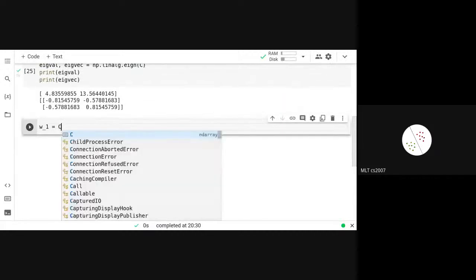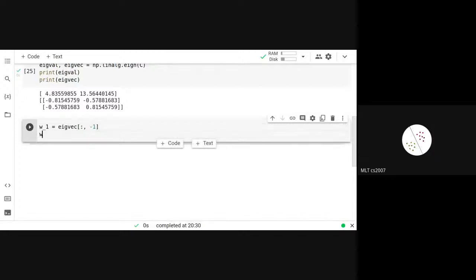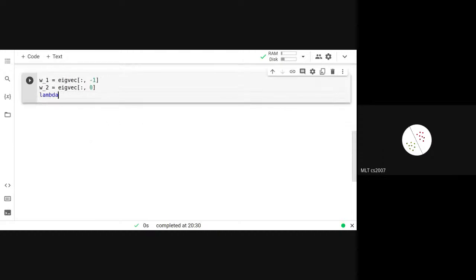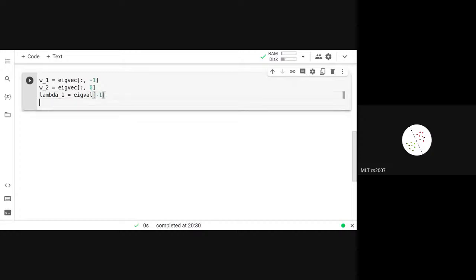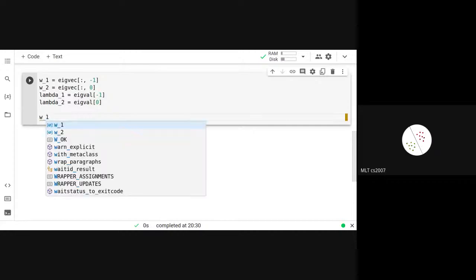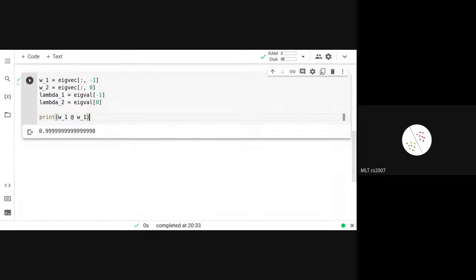W1 is the last column of the eigenvector matrix that I have. That's how you extract the last column. The second eigenvector is nothing but the first column. This is how you extract it in NumPy. Lambda 1 is the eigenvalue at index -1 because it's in ascending order, and lambda 2 is the eigenvalue at index 0. So the first check is W1 transpose W1. In NumPy, the dot product works like this itself. I'm going to try this. What do you see?